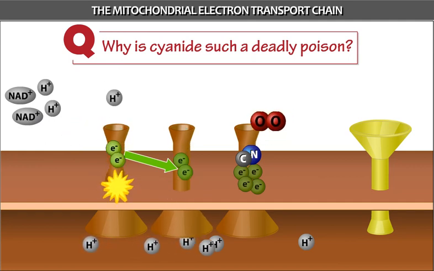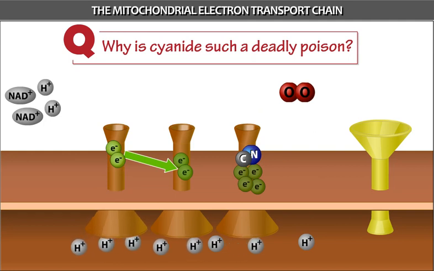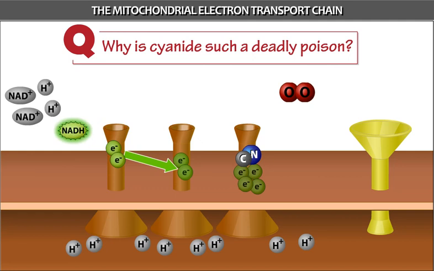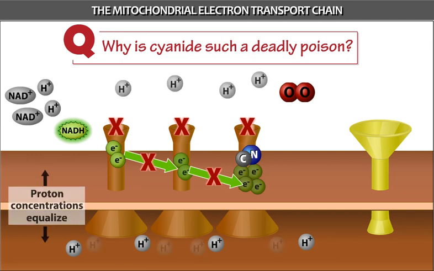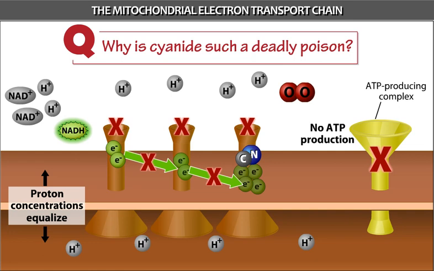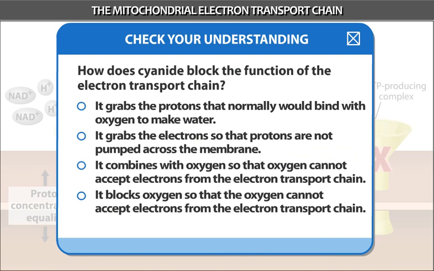However, with cyanide already bound, oxygen cannot grab the electrons at the end of the chain. Therefore, no new electrons from NADH can be added at the beginning. Under these conditions, electron transport and proton pumping grind to a halt. Without the active pumping of protons to one side of the membrane, the proton concentration on both sides soon equalizes. No longer do protons rush through the ATP-producing complex, and no more ATP is produced. Cells can't live long on the small quantity of ATP made by glycolysis, so without the ATP that comes from the electron transport chain, cells die.